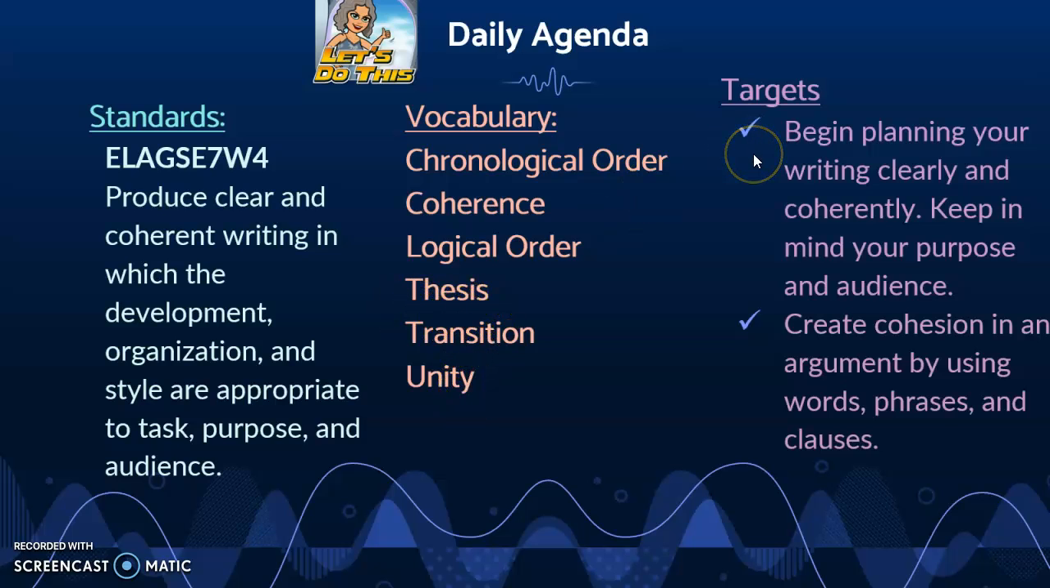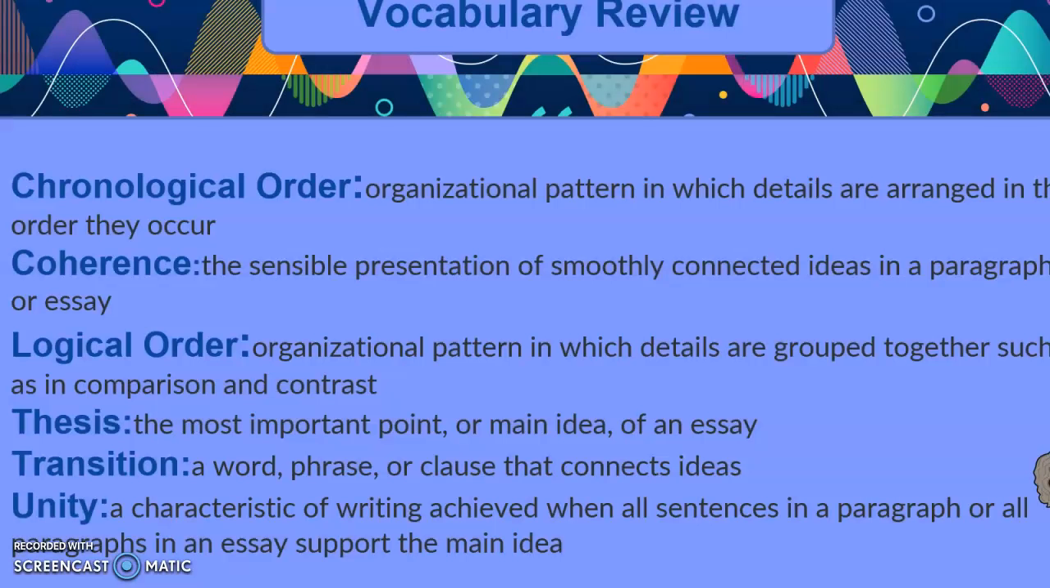So, our targets are just to begin planning your writing clearly and coherently, keeping in mind your purpose and your audience, and then finally to create cohesion in an argument by using words, phrases, and clauses. So again, this is the vocab review. We have chronological order, coherence, logical order, thesis, transition, and unity. And you can stop and review these on your own or pause the video.